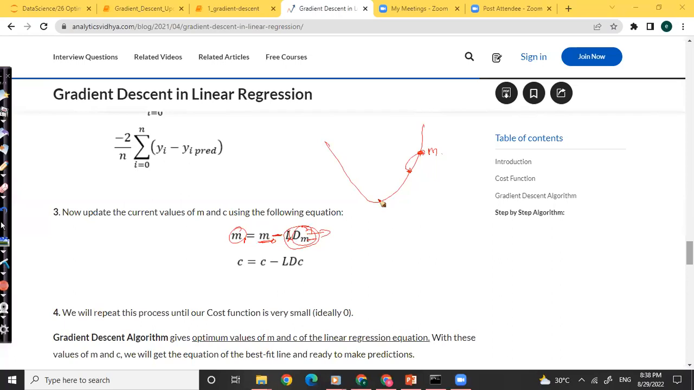In this position the previous M values are there, suppose M9, and the next is M10. If the loss is very low, M10 and M9 are both the same. This equation is satisfied, so at that time it will stop with this best M value. Similarly for C. This is gradient descent.